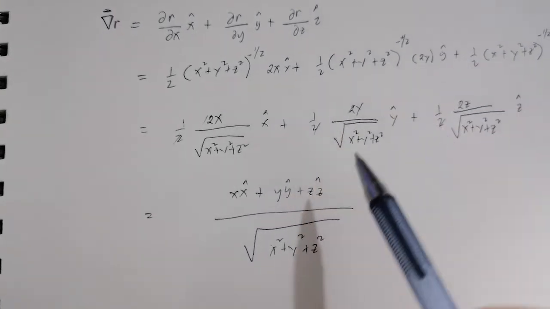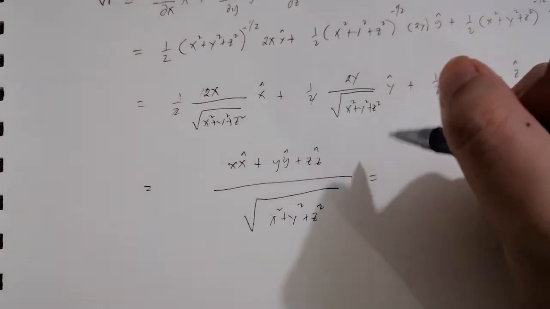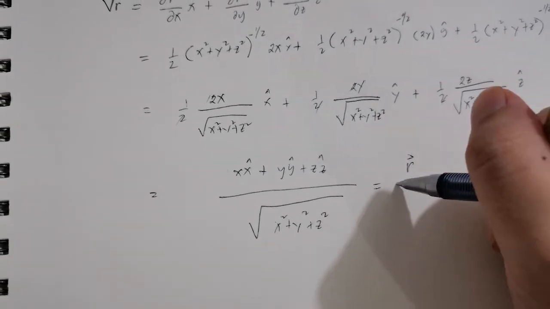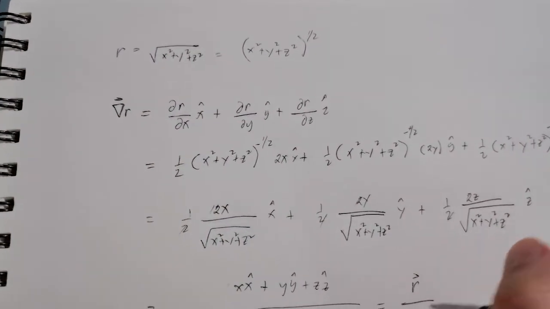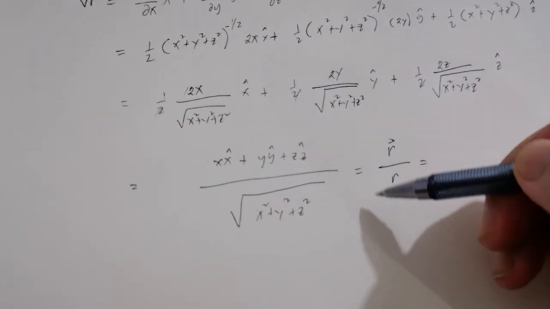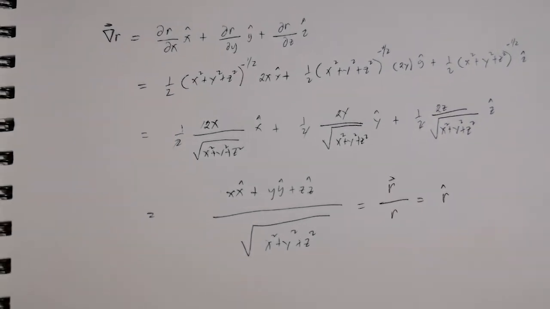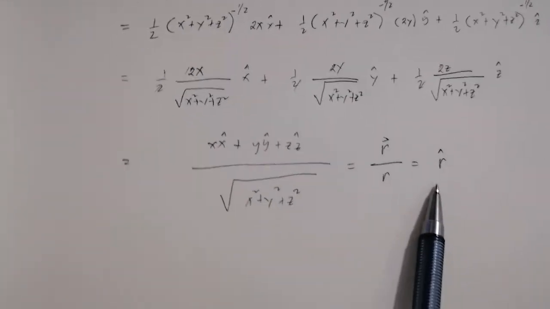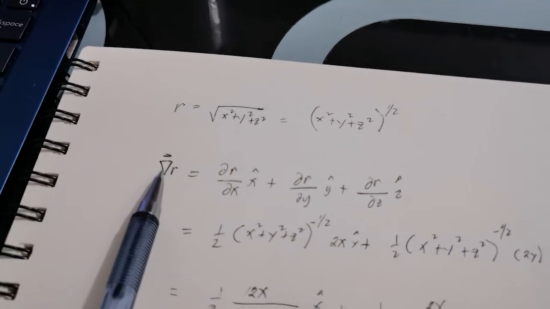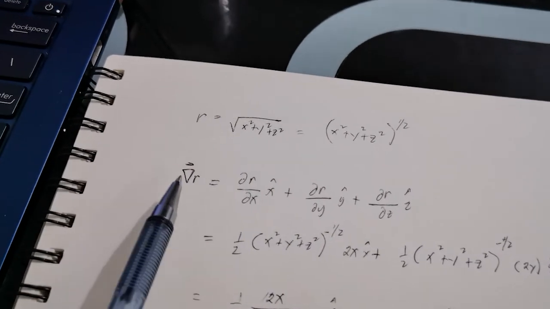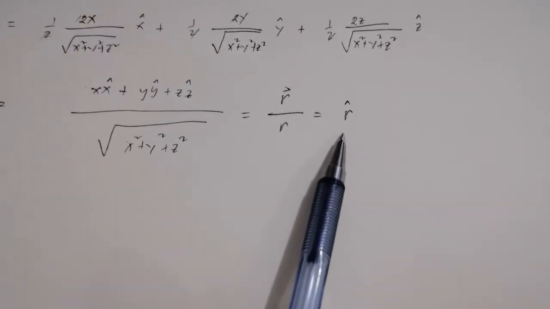Now we know from our previous lesson that this entity here is just your vector r, and the denominator is just your definition of the magnitude r. So this whole thing is your unit vector r, or r hat. It actually makes sense, because if you take the gradient of the magnitude r, you get the direction of its maximal change, which is radially outward. This is r hat.